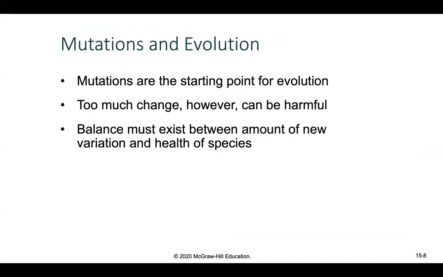However, if a species changes too much too quickly, like a whole bunch of mutations, that can be pretty harmful and dangerous. So fewer mutations are typically going to be better for a species, but in order to adapt to new environments, mutations are going to be necessary a lot of times in order to allow for that to happen and allow for that to be passed on to the offspring.